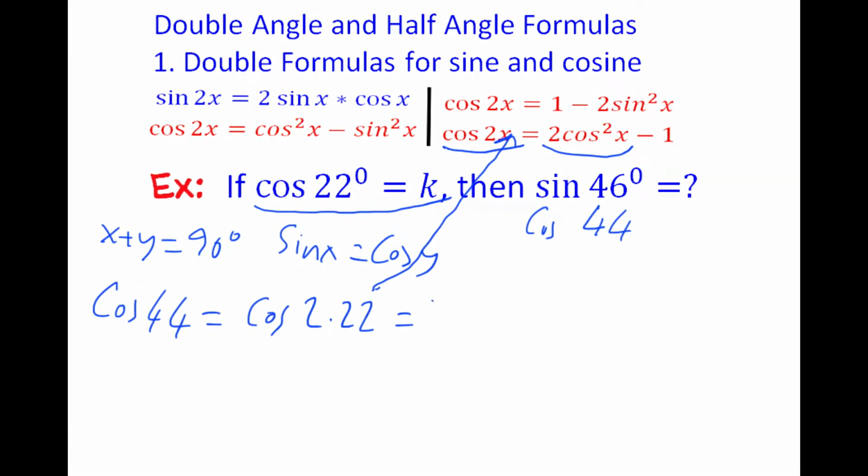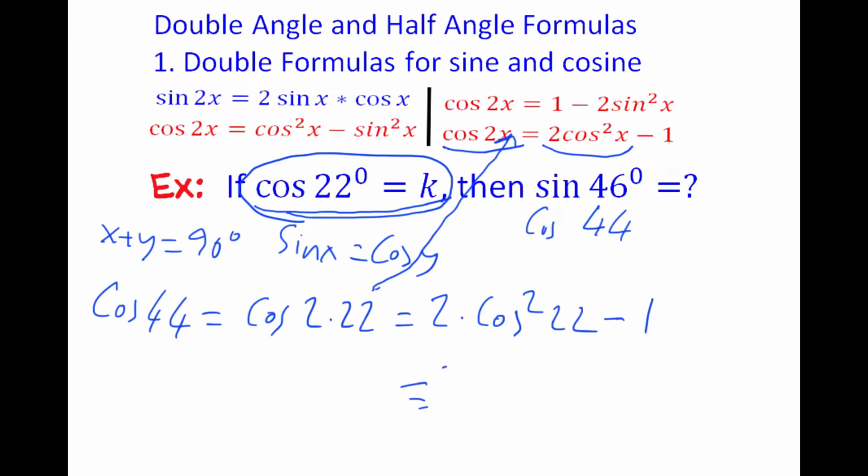So this is going to be 2 times cosine squared 22 degrees minus 1, guys. And now cosine 22 degrees is already given to us as k here. So that means we can just substitute it here. Then we're going to have 2 times k squared minus 1, which is going to be 2k squared minus 1. So we can easily find out the value of sine 46 degrees in terms of k as 2k squared minus 1, guys.